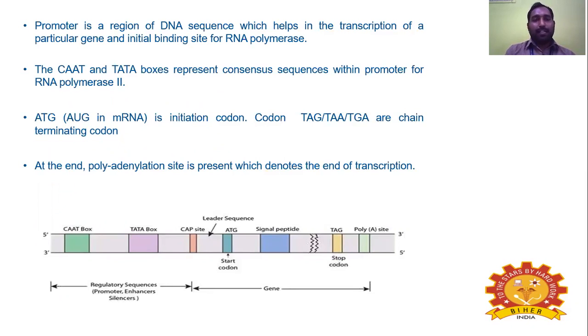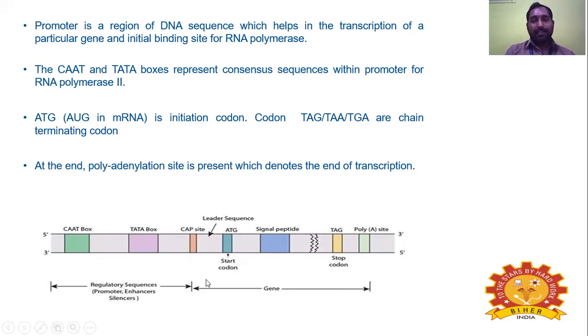And these are the important regions, like the regions we have seen in the last slide, which have been kept here as a diagrammatic representation. Here you have the CAT box and TATA box, cap site, leader sequence, ATG. This is the starting codon, and signal peptide. It's very important to target any protein to the different target sites. And also you have the TAG, that is the stop codon. At last, you will have the poly A sites.